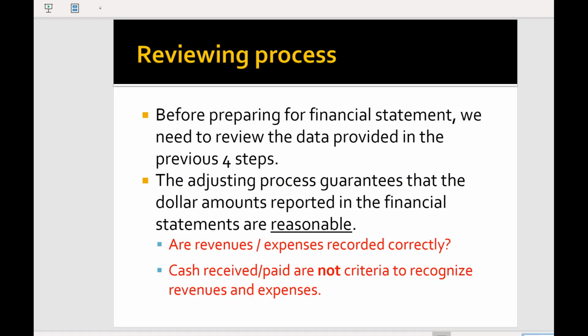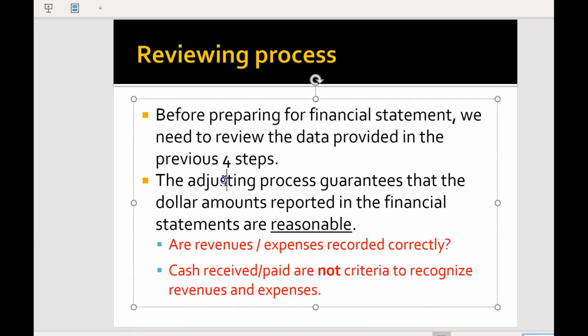This process is called the reviewing process. The reviewing process will generate adjustment entries to adjust anything that you see in your data that is not reasonable. When I say reasonable, I'll explain to you what that means. So mainly we are looking for these areas. First of all, are revenues and expenses recorded correctly? And second of all, did we make any mistakes?